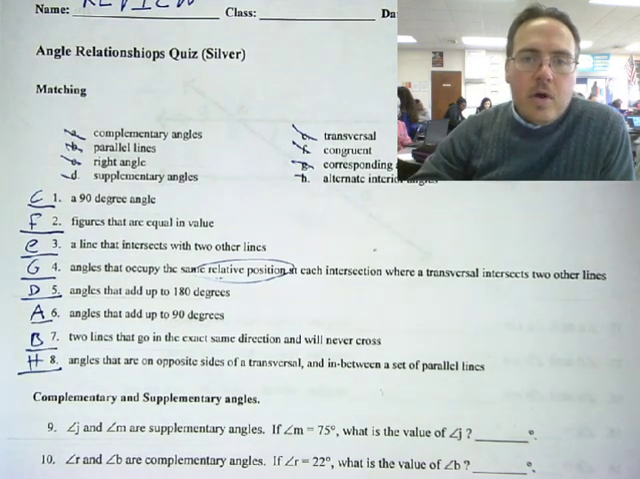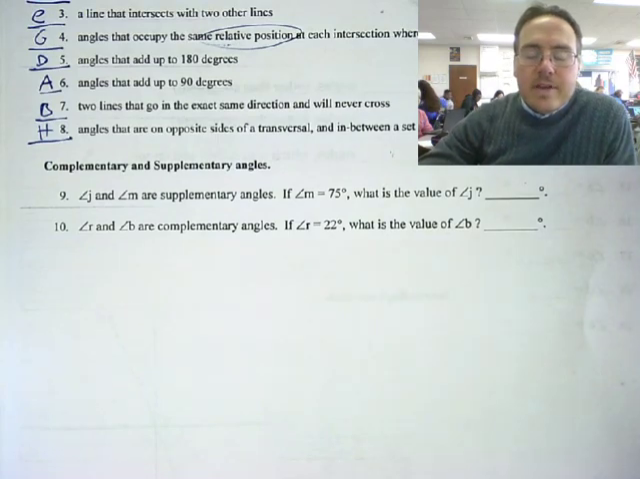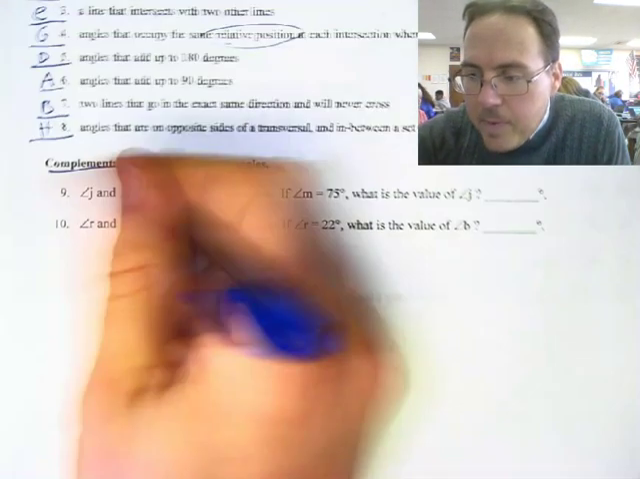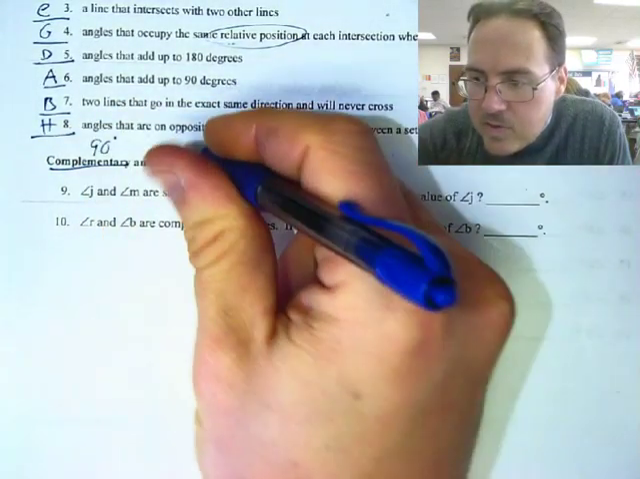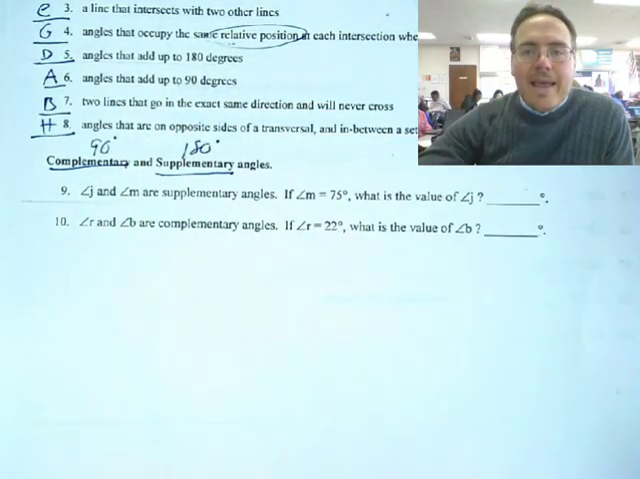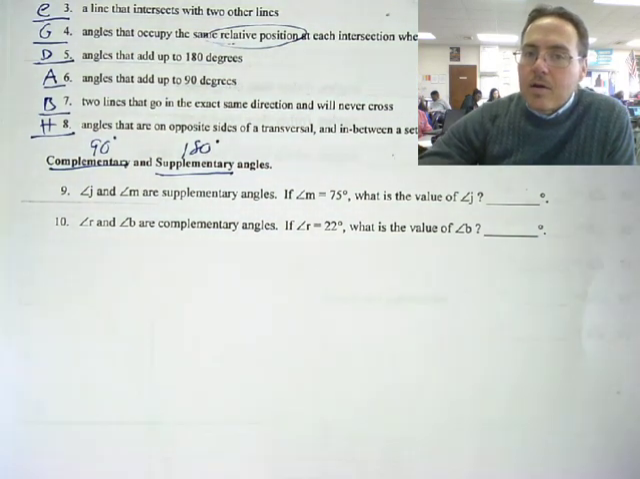Okay, so let's now go on to complementary and supplementary angles. The first thing to know is that when you see complementary and supplementary, this is the 90-degree word, and this is the 180-degree word. So any angles that add up to be 90 degrees are complementary, and any angles that add up to be 180 are supplementary. As long as you know that, you can figure these out.